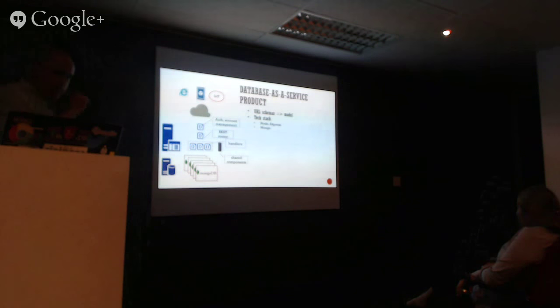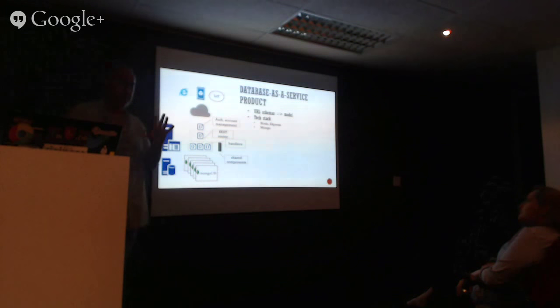So the last one is a product of ours, which is a database as a service, and no one's actually using this yet, so it's difficult to critique it. At the moment, for us, it works fantastic. But the way we've done it is we're using Node and Express and Mongo. Again, you can see that happening.